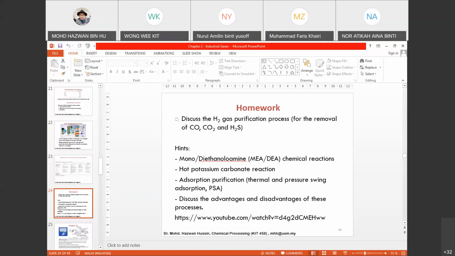Discuss the advantages and the disadvantages of this process. So you can look into these three processes and then discuss the advantages and disadvantages. I also put some YouTube links to get some idea of how you can do the purification of hydrogen gas. At the moment, I still have not divided you into groups. Perhaps later on, I will divide you into at least 5 groups.